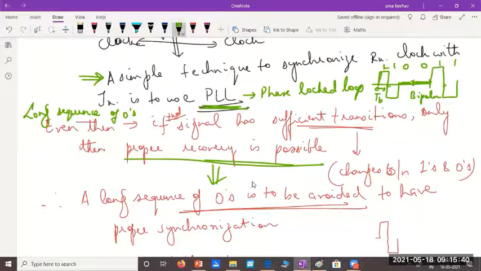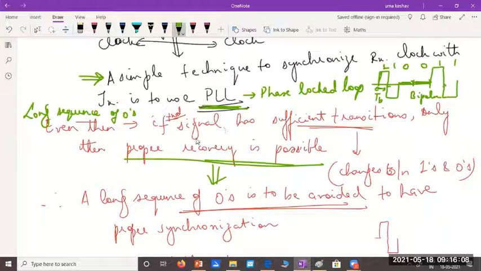We will replace that long sequence with a different binary sequence where there are a few ones. So what happens when we do that? The receiver will synchronize itself to the transmitter correctly. So please remember, if there is a very long sequence of zeros, it is not possible for the receiver to synchronize itself to the transmitter.